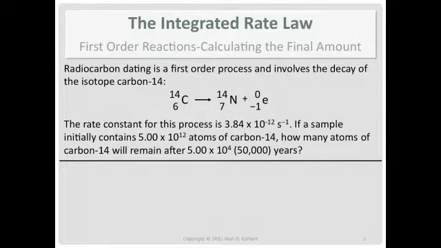We're going to use the process of radioactive dating using carbon-14 for this problem. Carbon-14 will decay into nitrogen-14 and produce an electron. So you can detect how much carbon-14 is in a sample of carbon by using a beta detector, or you could use a mass spectrometer for it.